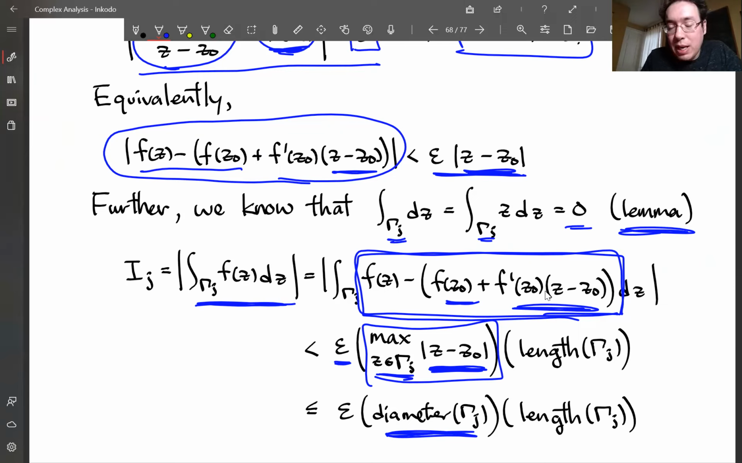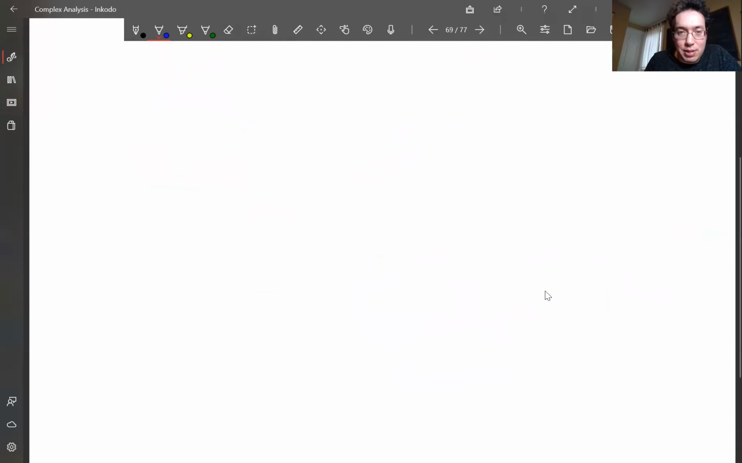And also I'm using the ML estimate, so that's the maximum of the inside. And I also have to multiply by the length of the path, which is the perimeter of the triangle. So we're just going to write that as the length of gamma j. Now, both of these, the diameter and the perimeter length, we can compare to the original integral. So let's do that.